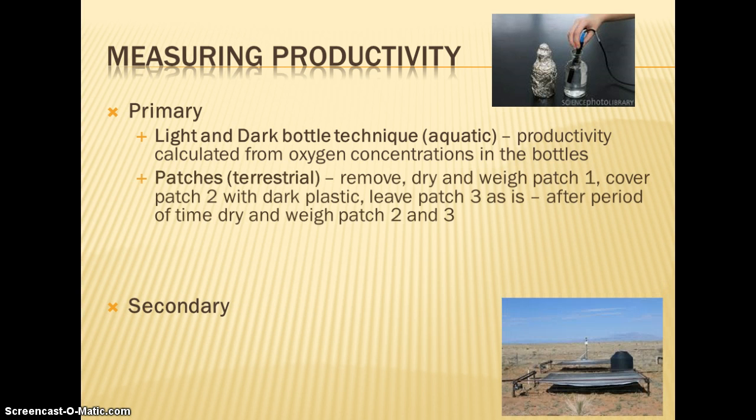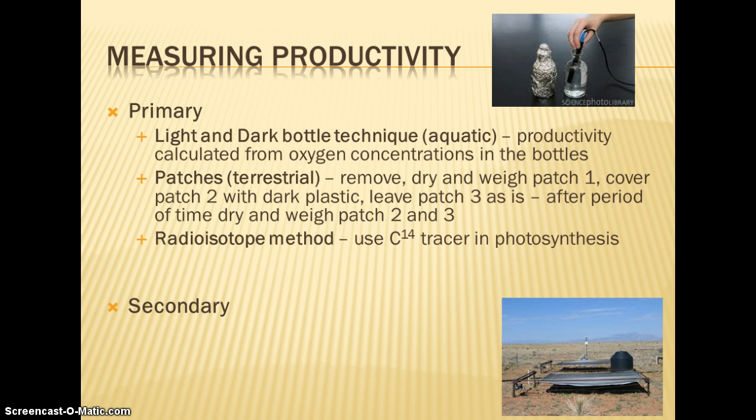Another way that we can do this if we're looking at terrestrial is that we can remove, dry, and weigh a patch, because remember, biomass is the dry weight. Cover a second patch with dark plastic, because once again, if it's in the dark the only thing that's going to be happening is respiration, not photosynthesis. Then you would leave the third patch as it is, and then you'll just compare the weight between the two to see what the amount of biomass created by photosynthesis is.